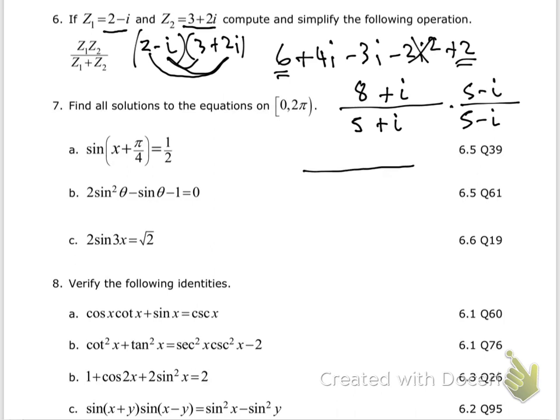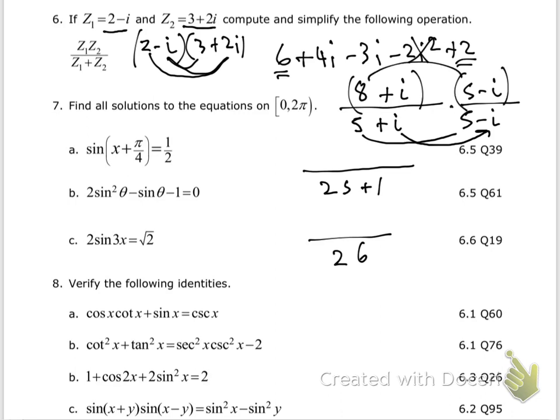So the denominator, 5 times 5 is 25. The outer is negative 5i, the inner is positive 5i, they cancel. The last is negative 1i squared, which is positive 1. The denominator is 26. Now, the numerator, I just have to bundle my way through it.